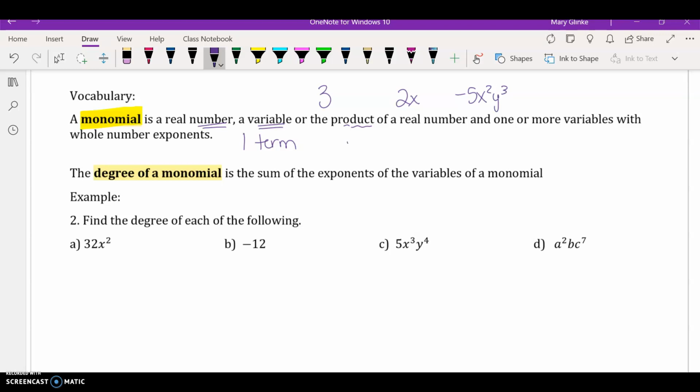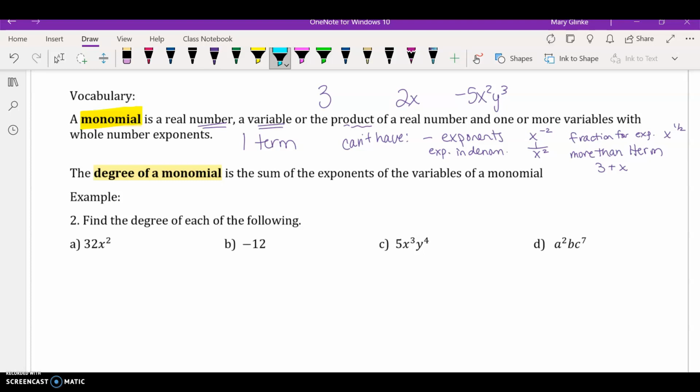What you can't have is negative exponents. So x to the negative second does not work. You cannot have exponents in the denominator. So for instance, 1 over x squared does not work. You also can't have fractions for exponents. So x to the 1/2 would not be a monomial. And then the last thing you can't have is more than one term. So for instance, 3 plus x is not a monomial.